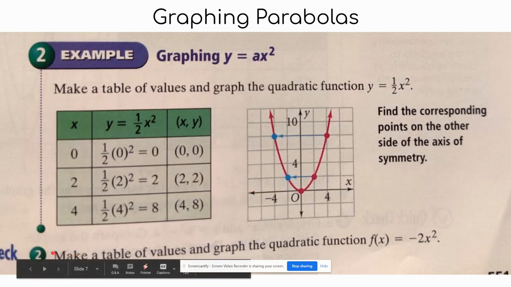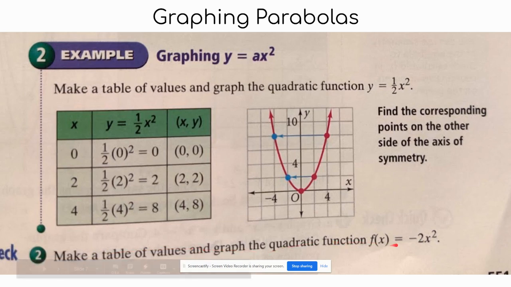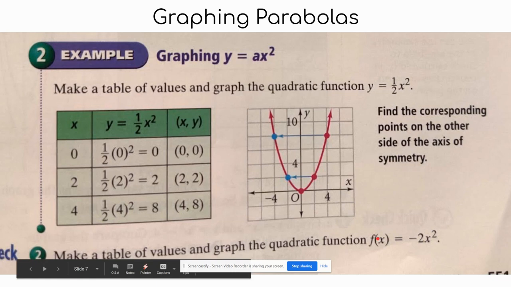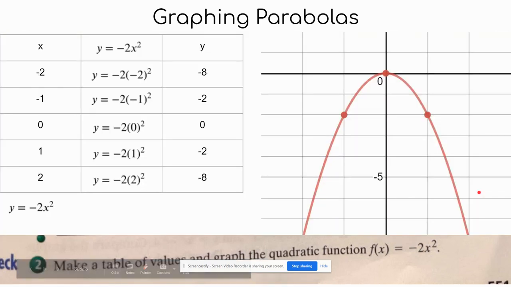So here, the quick check is saying make a table of values and graph the quadratic function f of x. Oh, f of x, what the heck? I thought it was y. Same thing, right? Function of x. So y is a function of x. So another way of writing it is as a function. So we can say a function of x is negative 2x squared, right? So this value is a function of x. Something's happening to x to give us this value. Just a quick reminder there. Imagine you've gone over it.